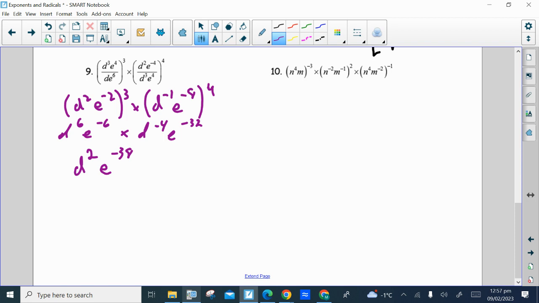Are we done, Olivia? What do we need to do? Put the e in the bottom. And when you do that, the exponent sign changes from a negative to a positive 38. Now we're done. We've simplified that expression.